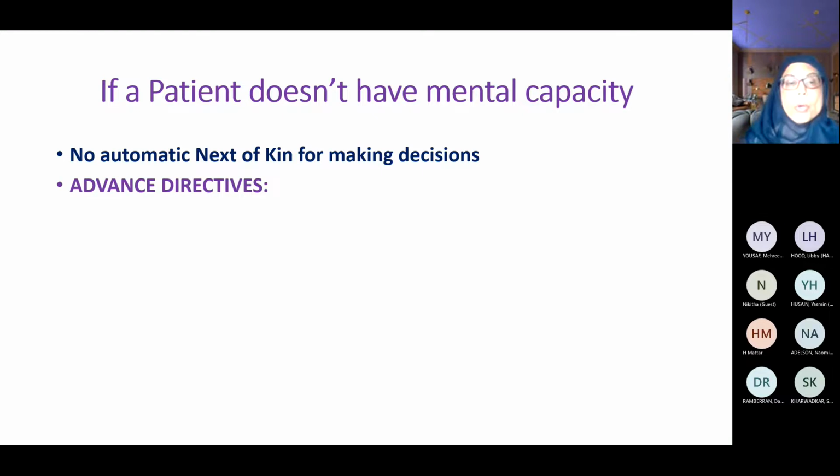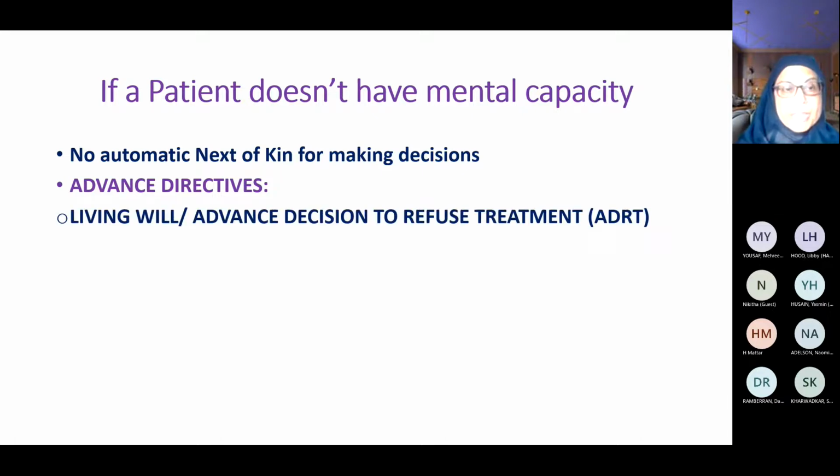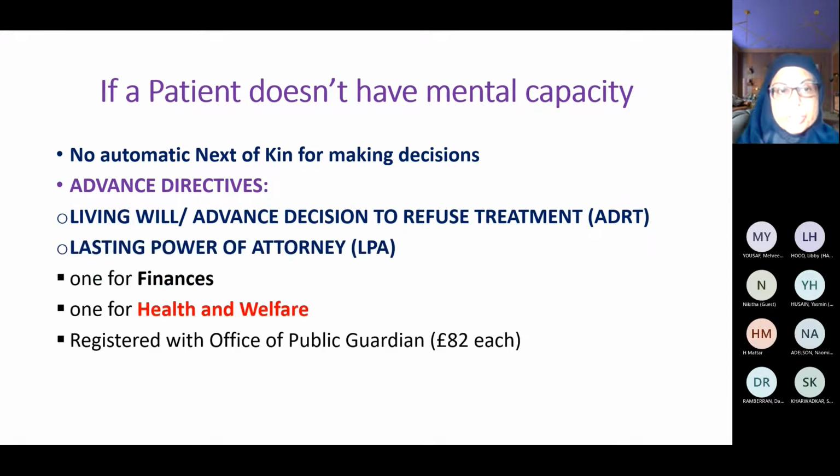What we need to ask is, when they did have capacity, did they leave any advance directives? Did they make any? So like a living will, an ADRT, an advanced decision to refuse treatment, or a lasting power of attorney. And just to remind you, there's two, one for finances, one for health and welfare. So obviously we're concerned with the health and welfare one. They are legal documents. To be legal documents, they have to be registered with the Office of the Public Guardian. And the cost at the moment is £82 each.